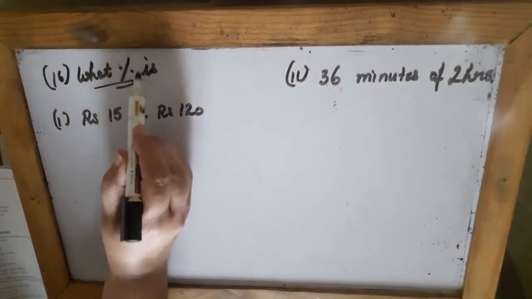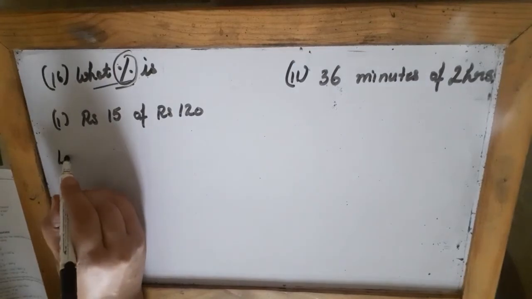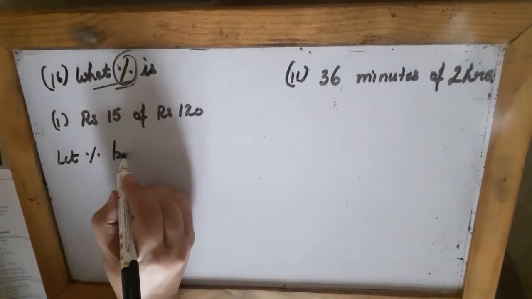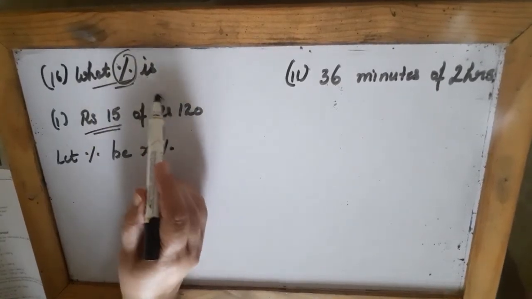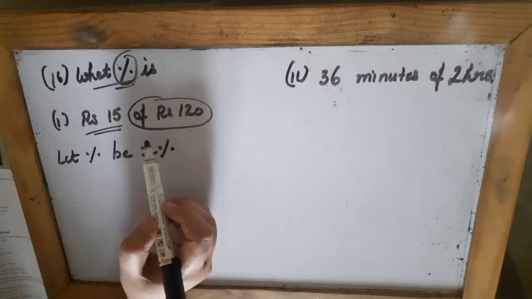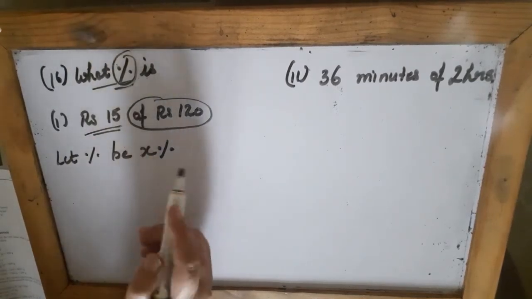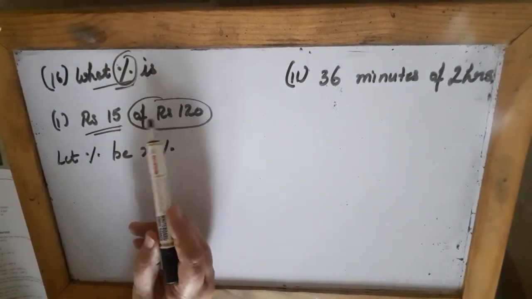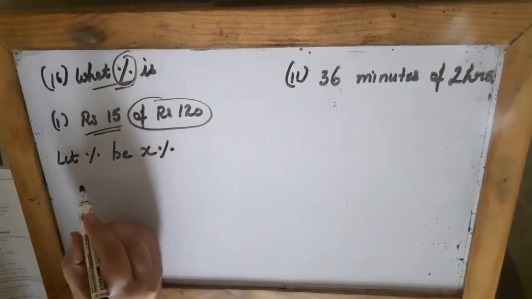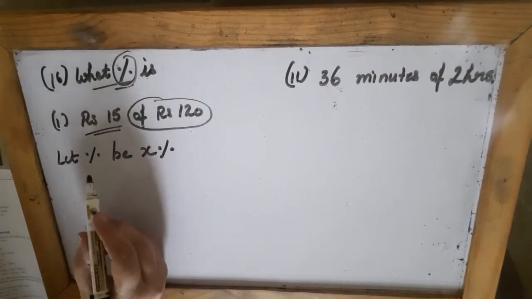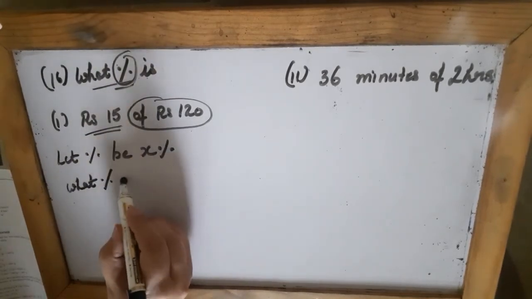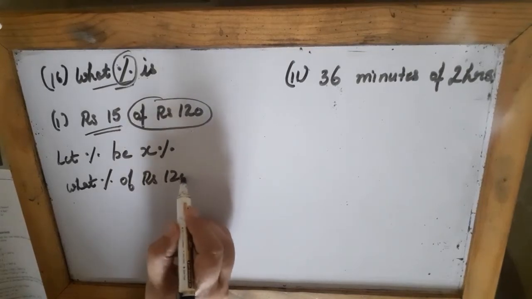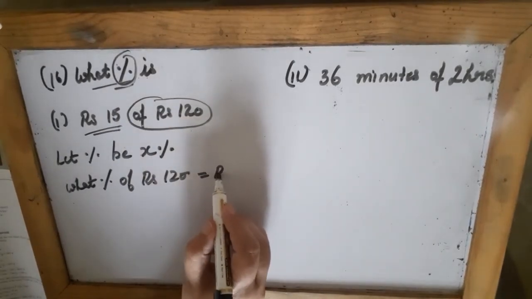Now come to the 16th question. They are saying what percentage. Again I have to find the percentage, so I will say let the percentage be x percent. What percentage is rupees 15 of rupees 120? So they have just twisted the question. I have to find the percentage of rupees 120. First of all I'll form the equation. I can change the question: what percentage of rupees 120 is rupees 15?